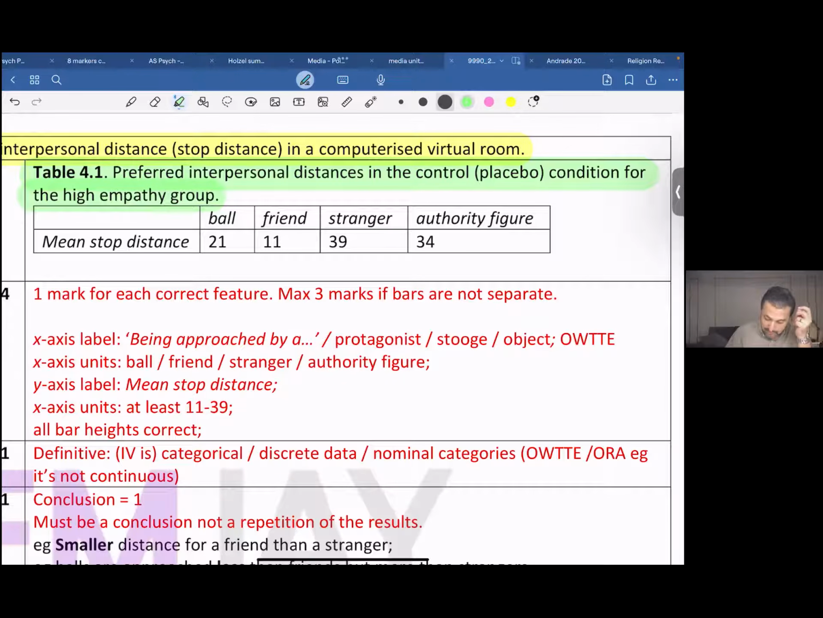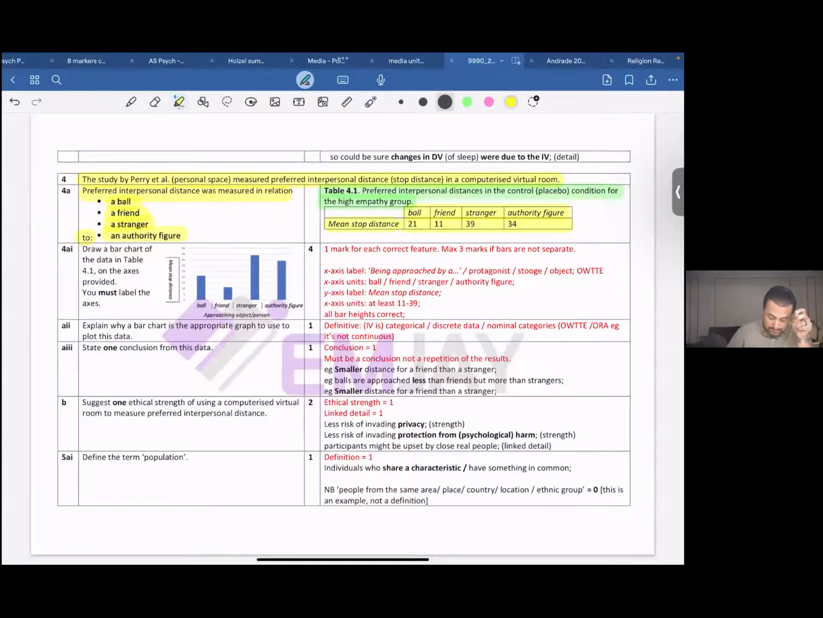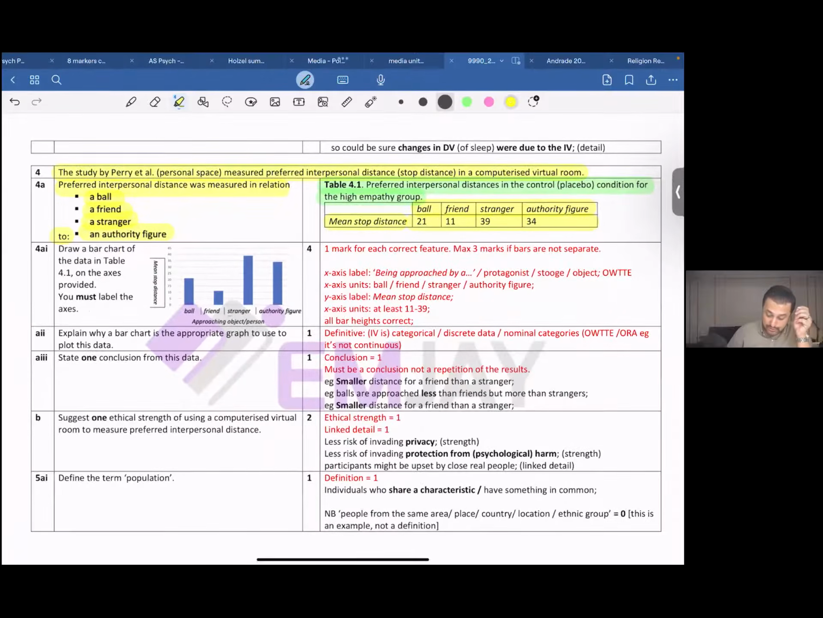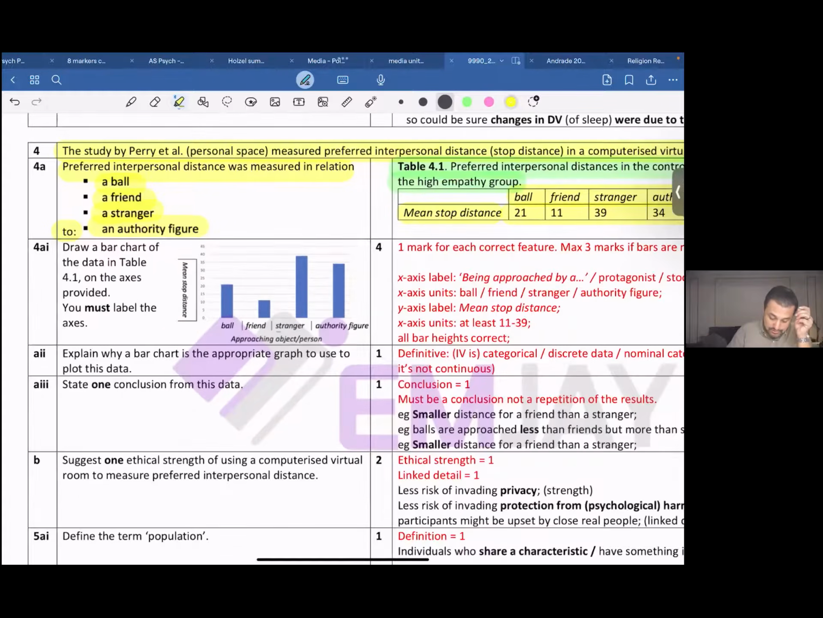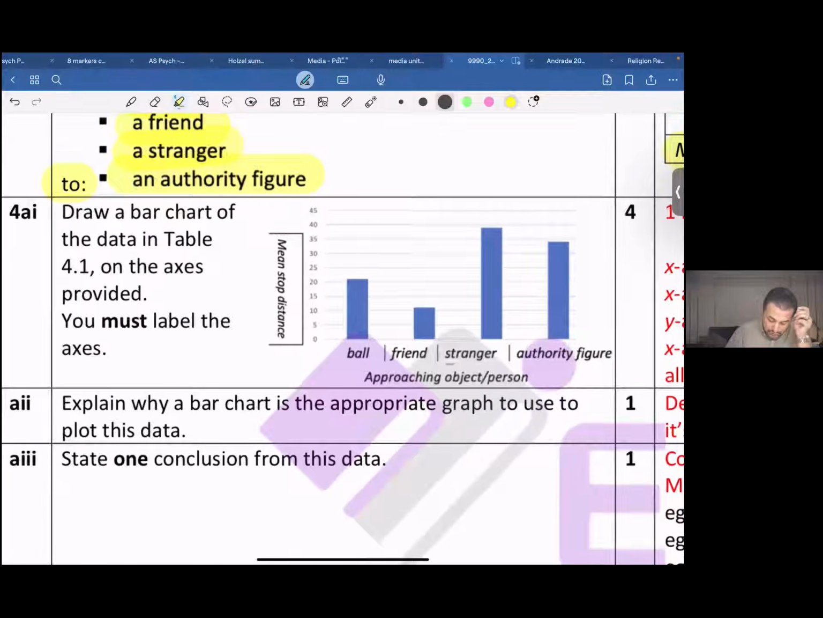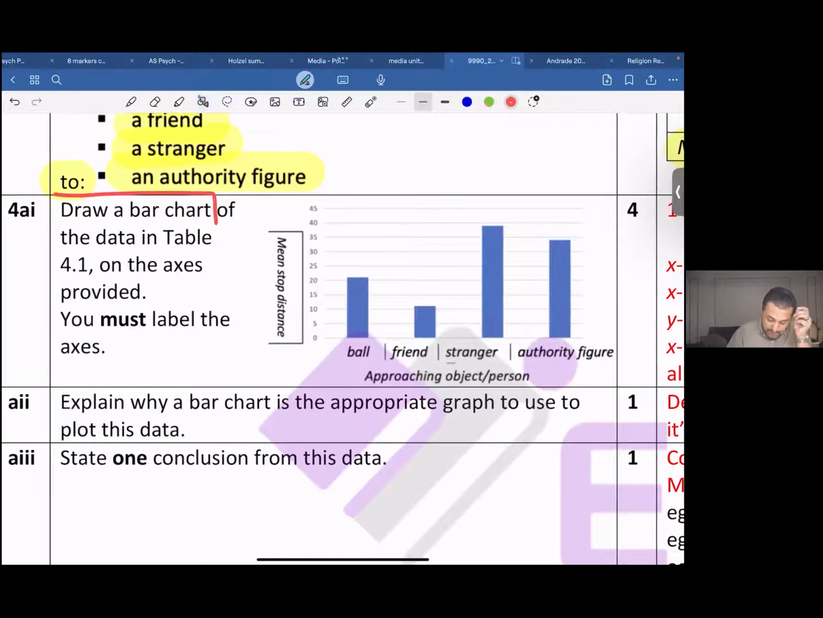So having a look at the information that has been given to us, we have mean stop distance, then we have the ball, friend, stranger, authority figure, and numerical data. Perfect. Now having a look at question 4A part 1, which is a 4-mark question. Draw a bar chart. We have been given instructions, draw a bar chart.